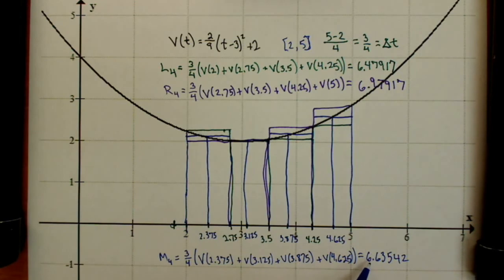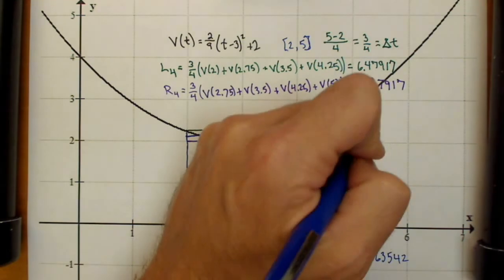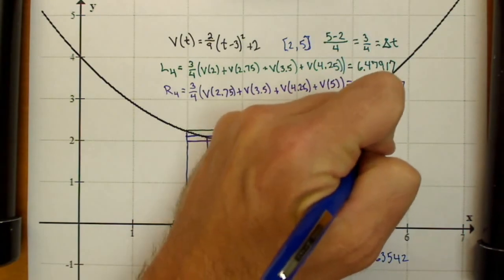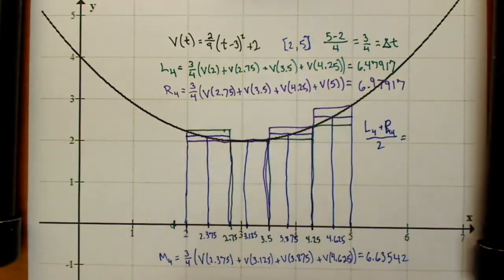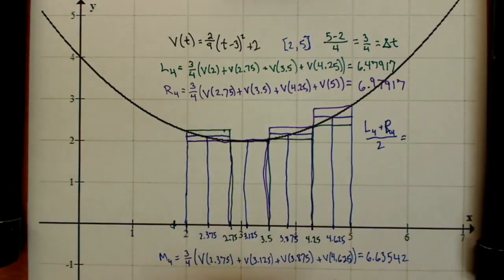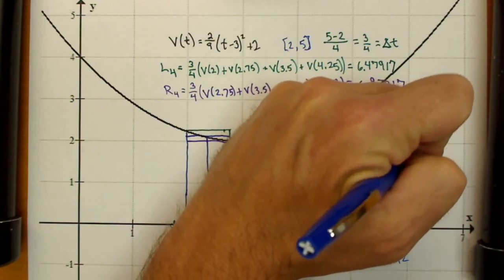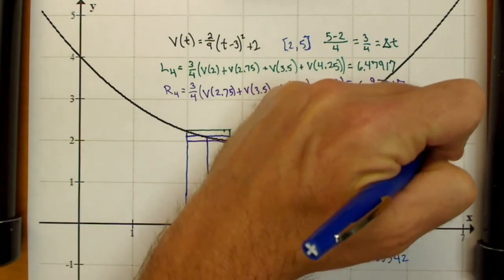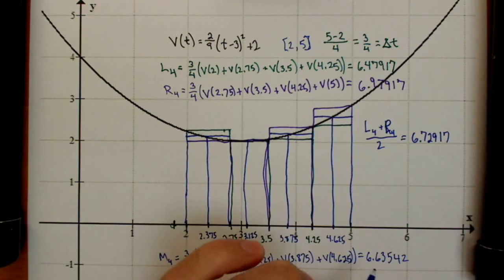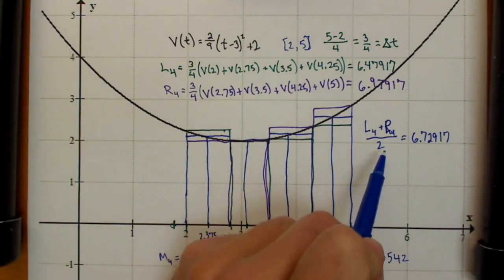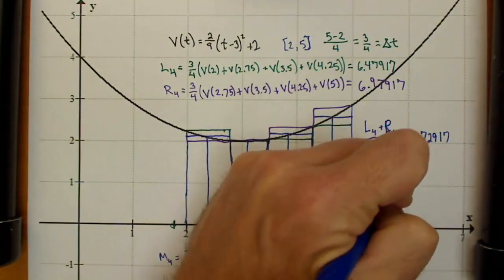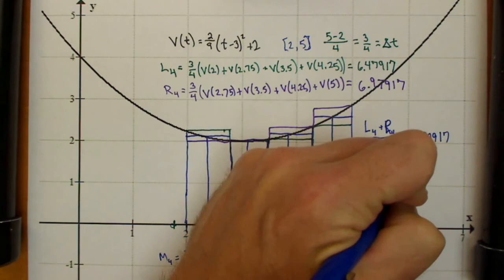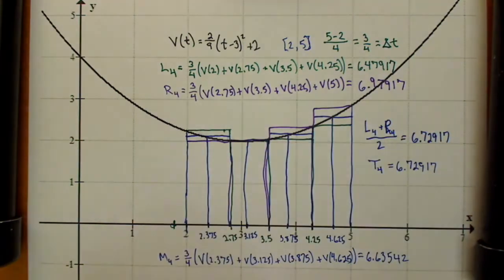Now, this is more accurate than the left hand and the right hand. What if we averaged the left-hand rule and the right-hand rule? So L sub 4 plus R sub 4 over 2. If you do that, you get 6.72917. So that's different than the midpoint rule. We actually have a name for this as well. This is called the Trapezoid Rule with 4 intervals. So the Trapezoid Rule gives us 6.72917.